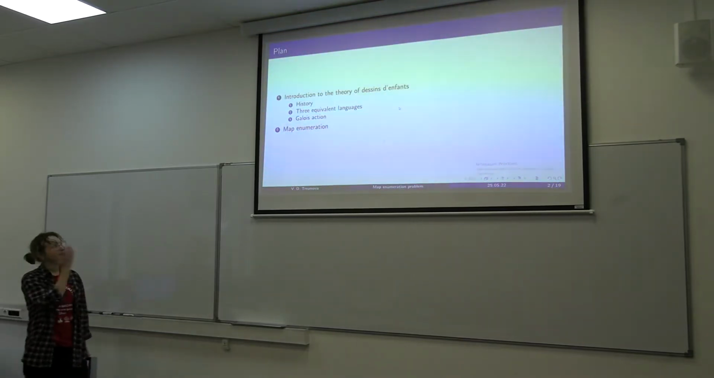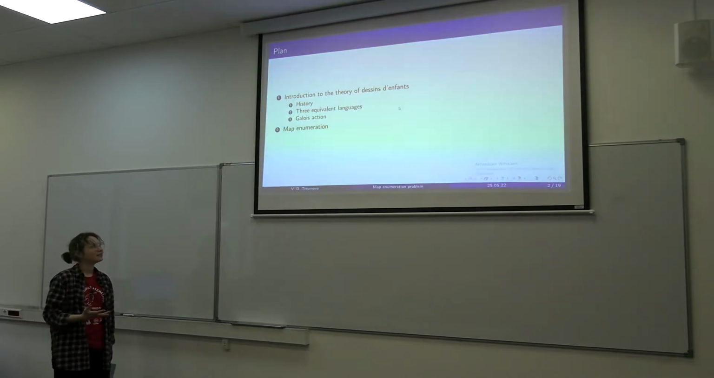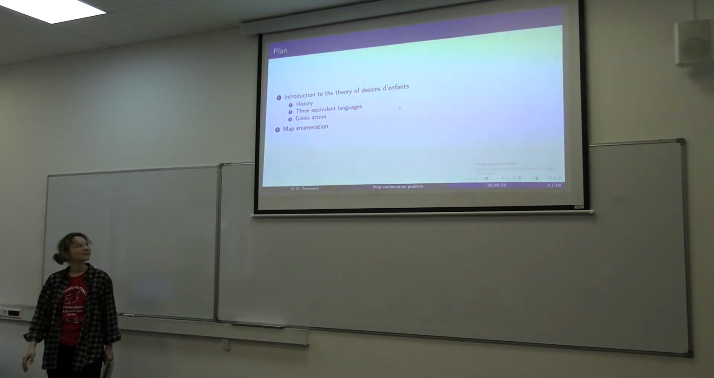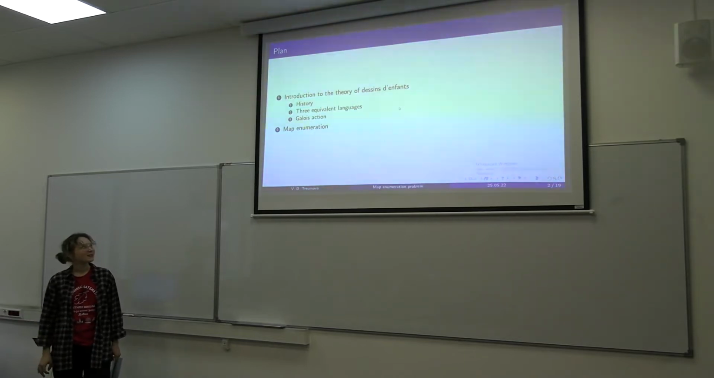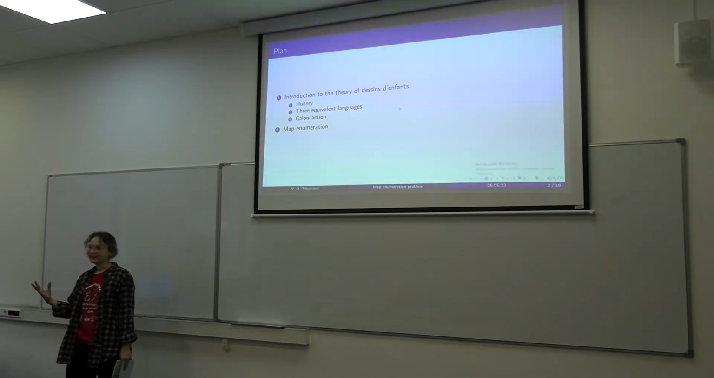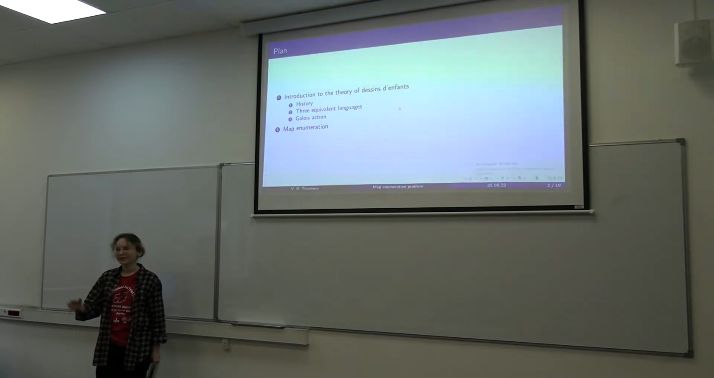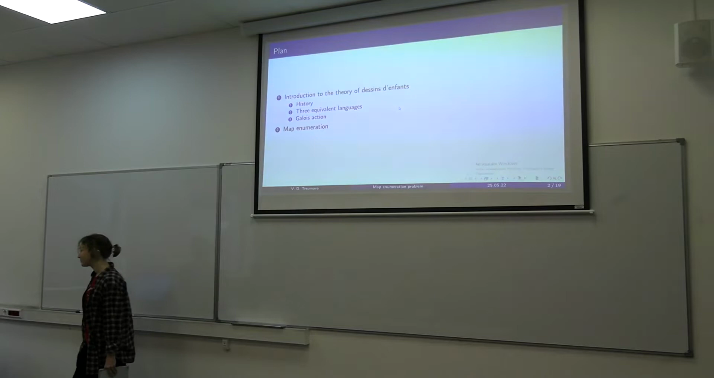So the plan is as follows. At first I give you an introduction with some history of the topic. Then we will go through the main part of this theory. It is based on the equivalency of three languages that we can speak of the same objects. And then I'll make a little remark about Galois action. And the next part will be map enumeration, as was announced.